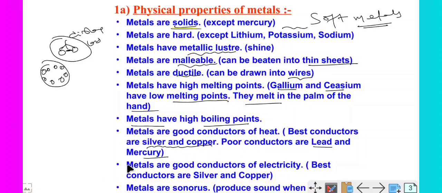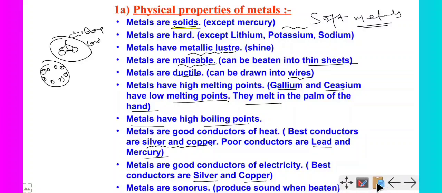Metals are also good conductors of electricity. The best conductors are silver and copper. So which metals are good conductors of electricity? That is silver and copper.